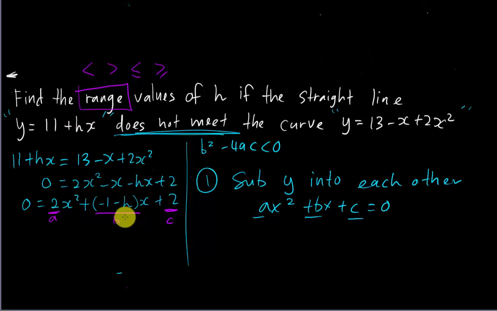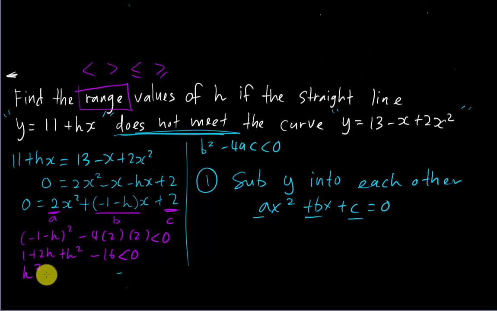Right, so in this case, I will do the b square minus 4ac. My b square minus 4, my a is 2, c is 2, is less than 0 because it does not meet. Alright, then I just expand this one: 1 plus 2h plus h square minus 16 is less than 0. Then h square plus 2h minus 15 is less than 0.